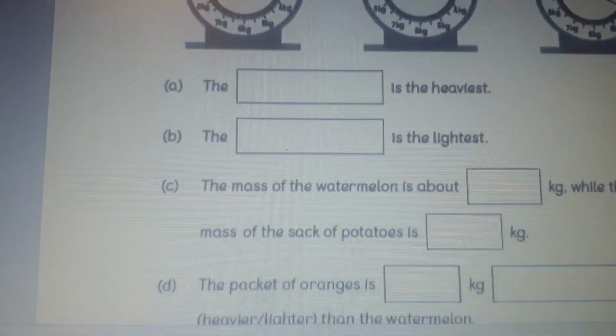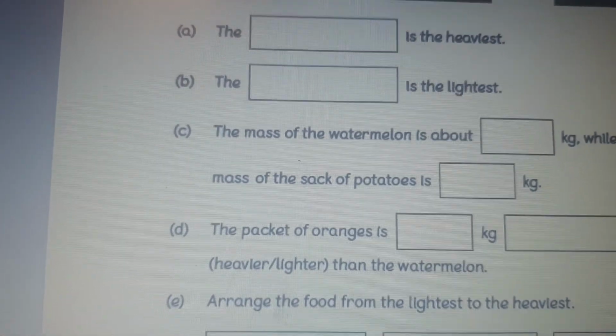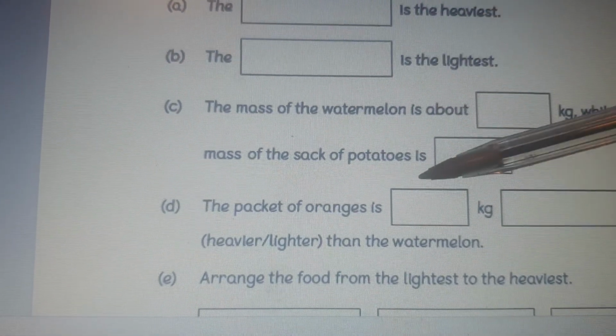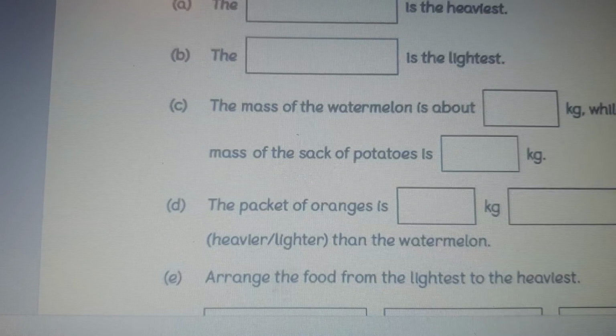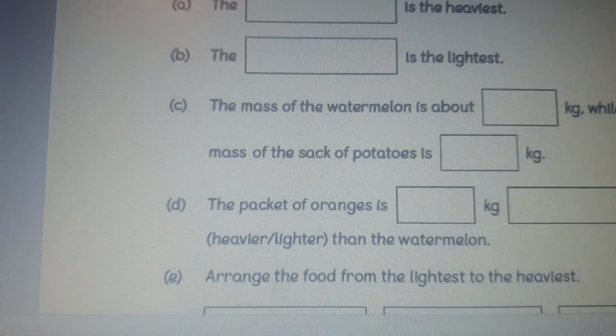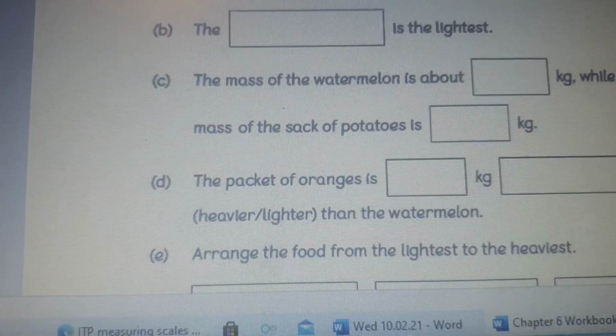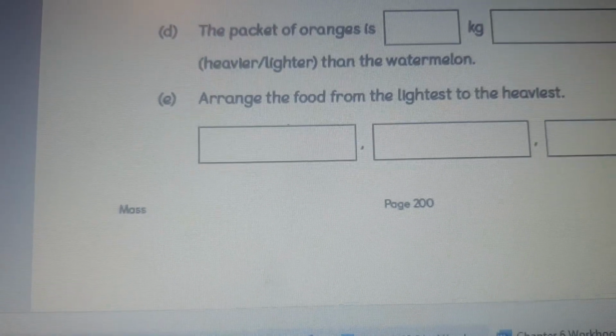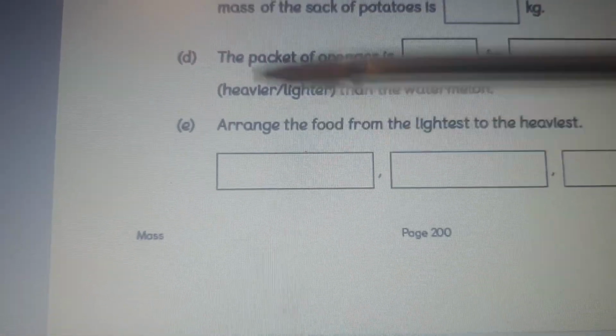So what would that be? And the packet of oranges is how much? And is that heavier or lighter than watermelon? So we are comparing them. And then arrange the food from the lightest to the heaviest.